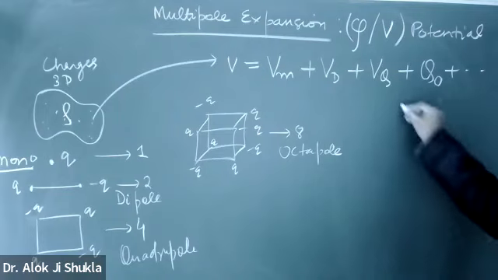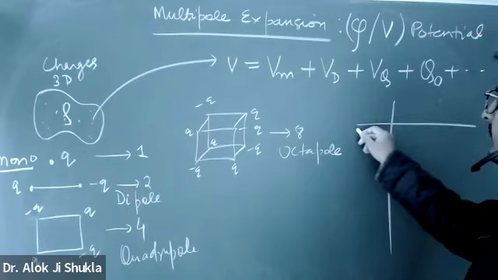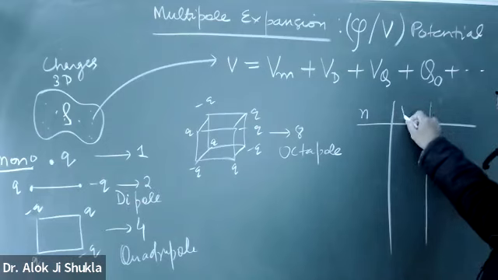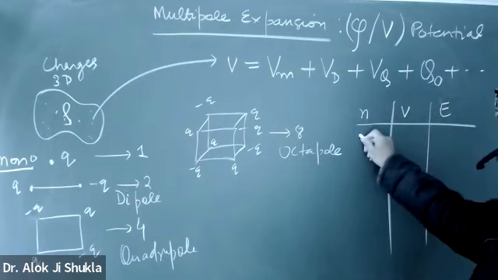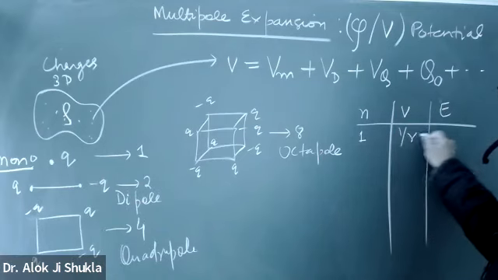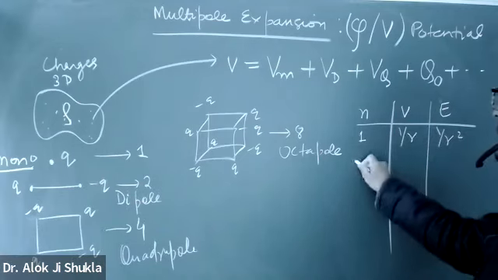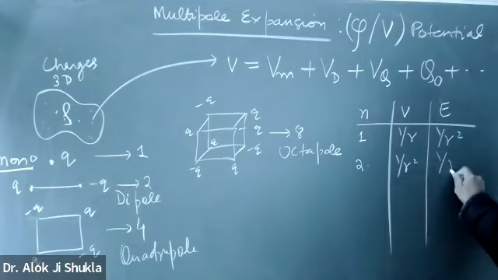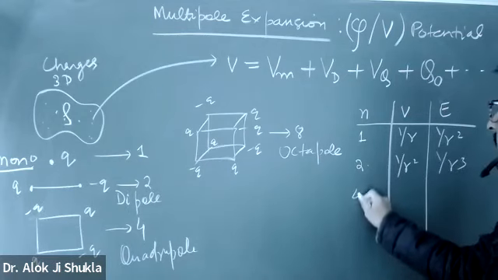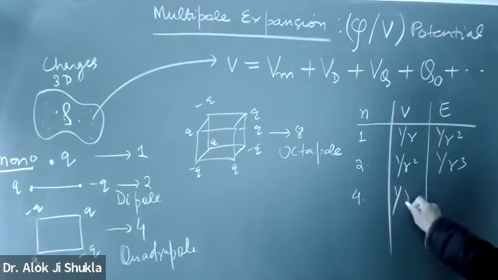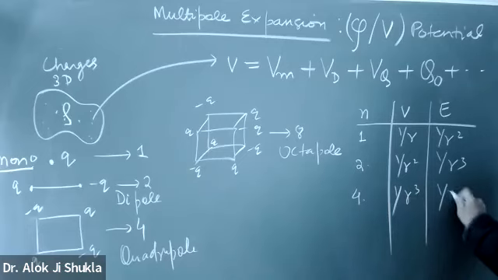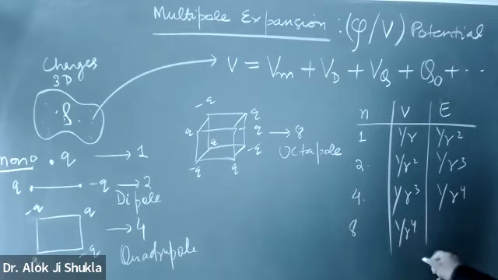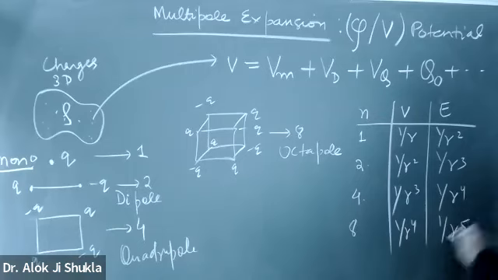So like you have seen, if I take the number of charges here, potential, and here electric field. If the number of charges is 1, potential is given by 1 by r, electric field by 1 by r square. Number of charges 2, means dipole, potential is given by 1 by r square, field is given by 1 by r cube. Number of charges 4, potential is given by 1 by r cube, and field by 1 by r to the power 4. And number of charges 8, potential is given by 1 by r to the power 4, and field by 1 by r to the power 5.